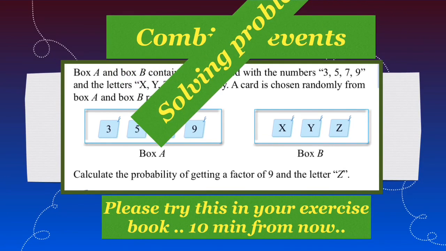So we proceed to solving problem. Box A and box B contain cards labeled with numbers 3, 5, 7, 9, and the letters X, Y, Z respectively. A card is chosen randomly from box A and box B respectively. So for box A you have 3, 5, 7, 9. And for box B you got X, Y, and Z. So calculate the probability of getting a factor of 9 and the letter Z. Okay, please try this in your exercise book, 10 minutes from now on. Good luck.